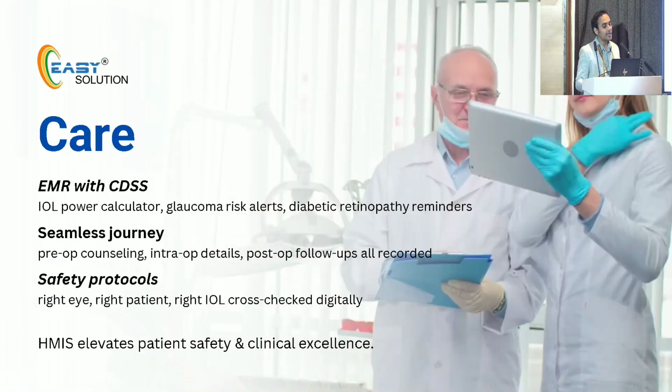When we go to the next C, that is care. EMRs nowadays also help as a clinical decision support system. When you are prescribing something, the system can help you avoid human error. Suppose a patient is sulfur allergic and you are prescribing medicines that should not be prescribed, the system can give you an alert. It can also help with IOL power calculation, glaucoma risk alerts, diabetic retinopathy reminders, and other things. Then we have seamless journeys: pre-op counseling, intra-op details, post-op follow-up, all recorded. Then we have safety protocols, which can also be taken care of by the hospital management systems.